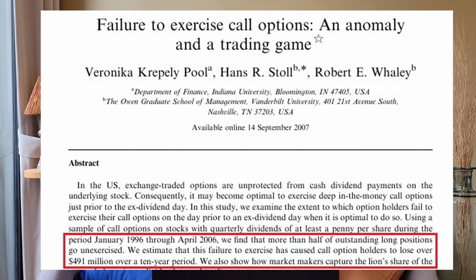It's estimated that between January 1996 and April 2006, traders lost almost $500 million from this. And with option volume skyrocketing since then, that number would almost certainly be much higher now. And most of that lost money is going to market makers and other large institutions who know how to take advantage of people that don't make the optimal trade.